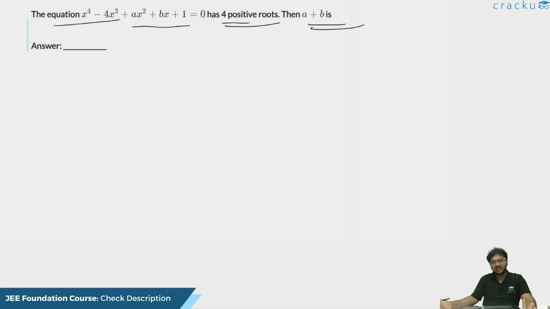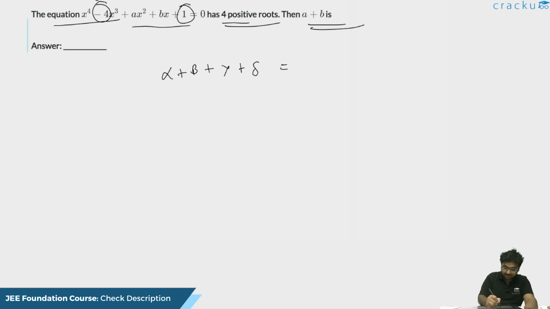What is given? We know the sum of the roots and the product of all the roots. The sum of the roots, alpha plus beta plus gamma plus delta, for the 4 positive roots, is equal to minus of the coefficient of x cube. So minus of minus 4, which is equal to 4. And the product of the roots, alpha beta gamma delta, is equal to e by a, or 1.